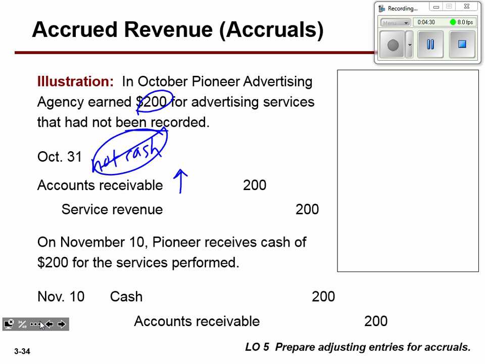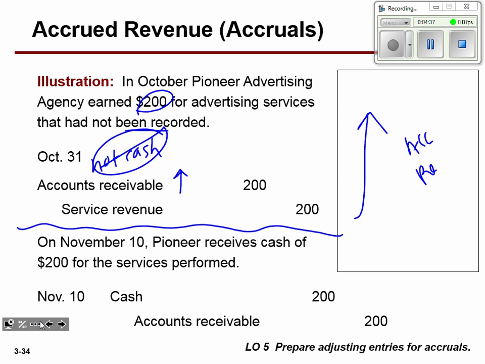The big thing here is what happened above this line. It's accrued revenue because we did the work. In this case, we performed advertising services. It's just that we weren't going to wait till the next fiscal period to journalize it. We're not waiting for the money to show up. We're journalizing when the event happens, whether the money's there or not.